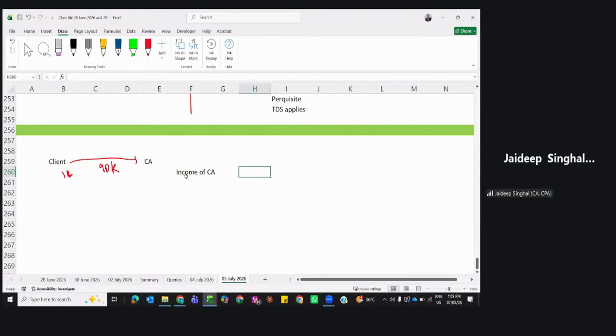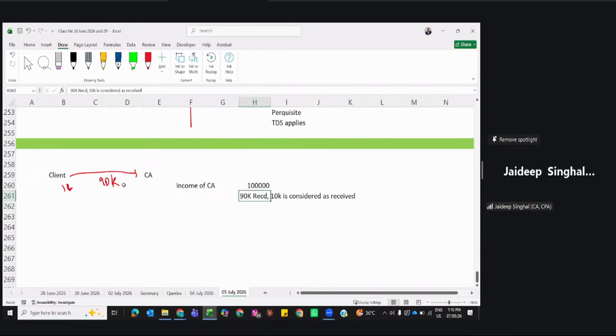The income of the CA is 1 lakh. The CA will say, I have received 90K only, I will pay tax on 90K. The answer is no. 90K is received, and 10K is considered as received because it is paid on your behalf to the income tax, right? So you need to pay tax on 1 lakh.